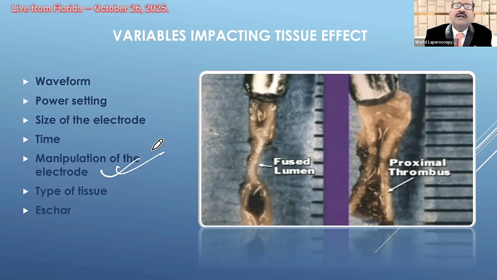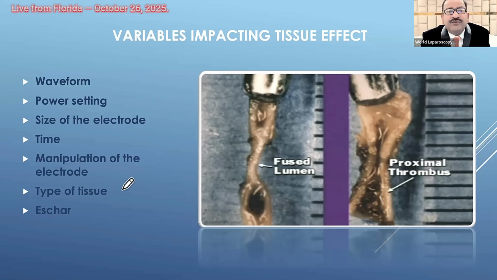Manipulation of the electrode: whenever you have to cut any structure, like when you want to do a salpingotomy, cut the vault, or cut the peritoneum anywhere, you should stretch a little bit. Without stretching, cutting will be very difficult. So manipulation of the electrode is important. That's why during colpotomy we push the colpotomizer, and that's why when cutting the peritoneum we stretch the peritoneum. Whenever you want to coagulate, you should not stretch, you should relax the vessel. If the vessel is overstretched, it will not get coagulated. So how you manipulate the electrode is also important.